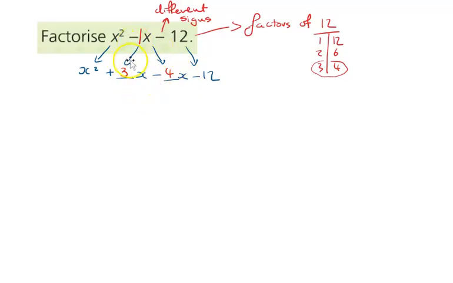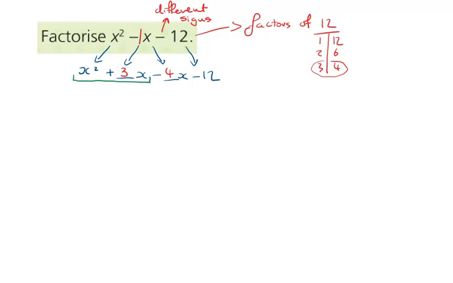Now it's important to note that the 3 here has to be positive and the 4 has to be negative. If we had the 4 here, if we had plus 4x and then minus 3x, it would be positive 1x, which is not what we have here. So when the signs are different, you have to be very, very careful where you place your factors.